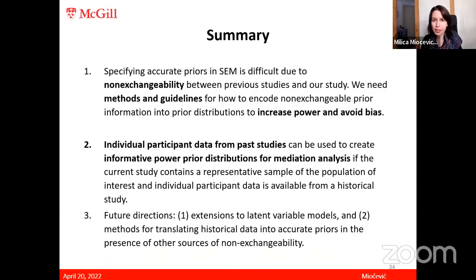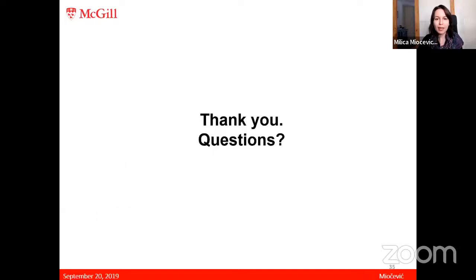Now, future directions. What I have shown you today is based on a manifest variable mediation model. It'd be interesting to extend this to latent variable models, both mediation and other types of SEM. And we, of course, still need methods for creating accurate priors when other types of non-exchangeability are present. So non-exchangeability in study design and measurement instruments. So thank you very much for your attention.